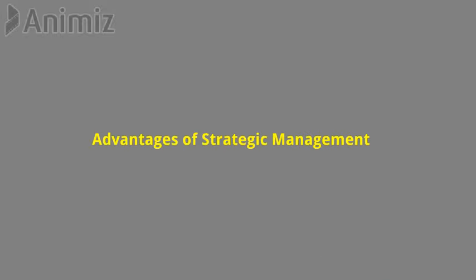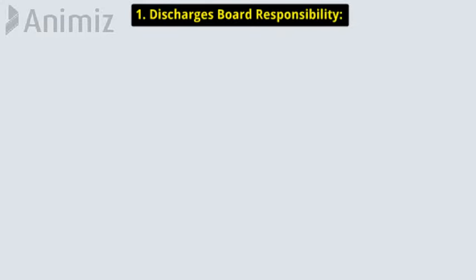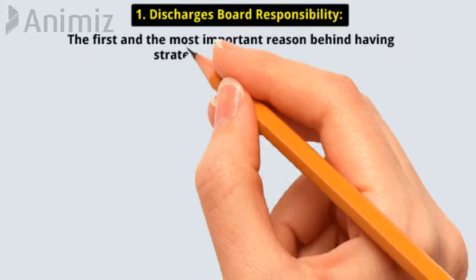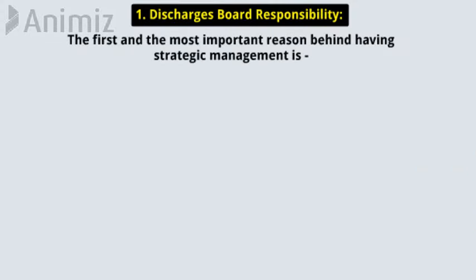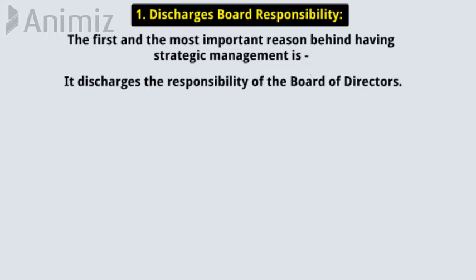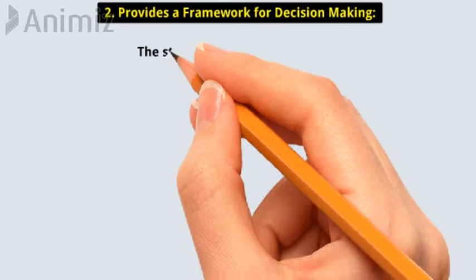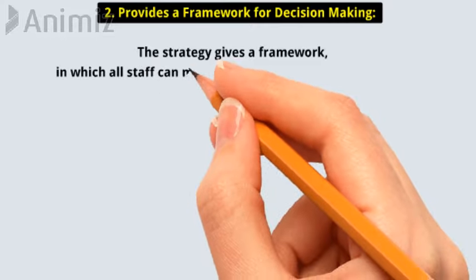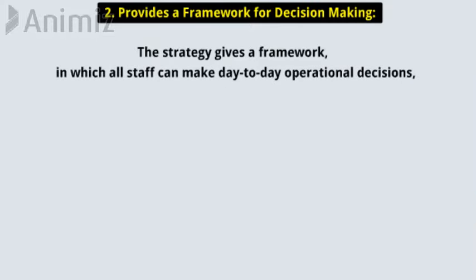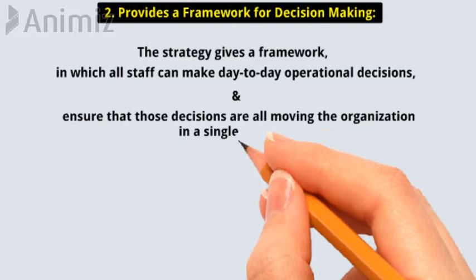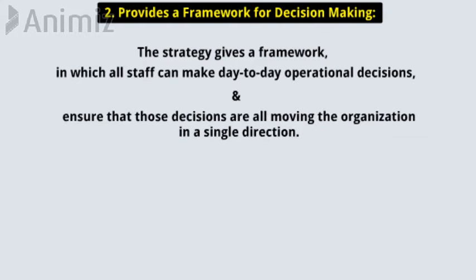Advantages of strategic management. 1. Discharges board responsibility. The first and the most important reason behind having strategic management is that it discharges the responsibility of the board of directors. 2. Provides a framework for decision making. The strategy gives a framework in which all staff can make day-to-day operational decisions, and ensure that those decisions are all moving the organization in a single direction.